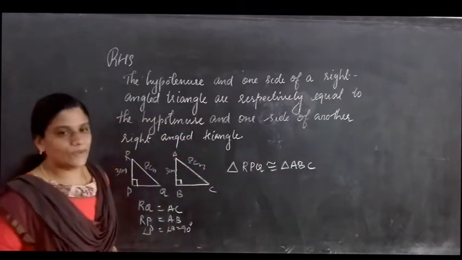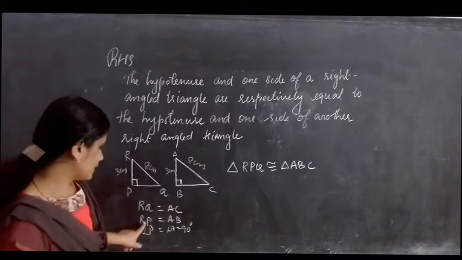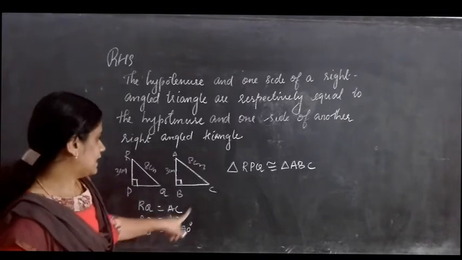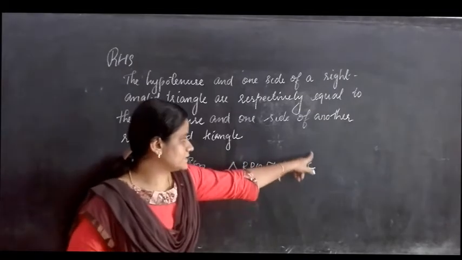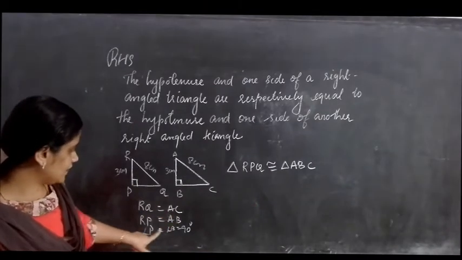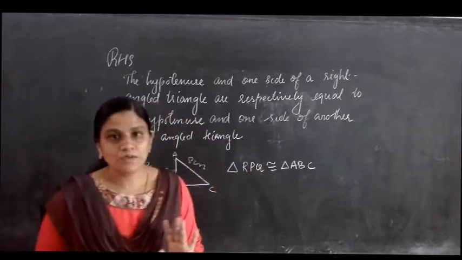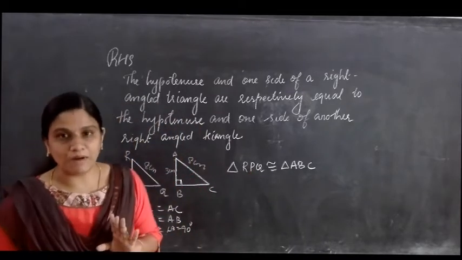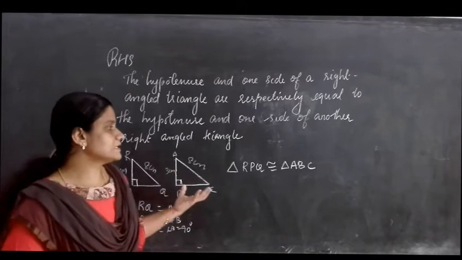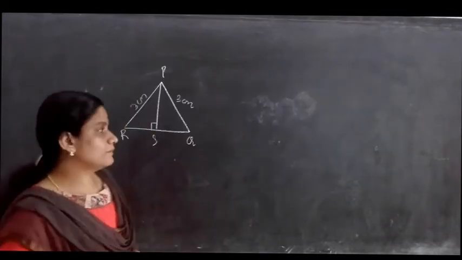We'll check whether the naming is correct. RP and AB. Next, RQ and AC. Next, you should have angles P and B. Angle P, angle B. They are the corresponding parts. Therefore, we can tell these two triangles are congruent. Let us see one more example.